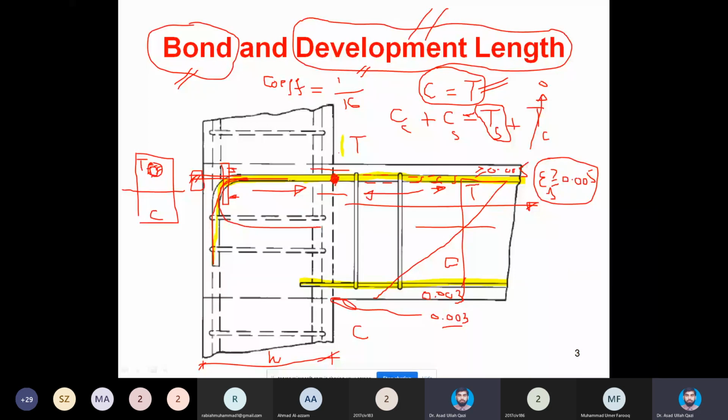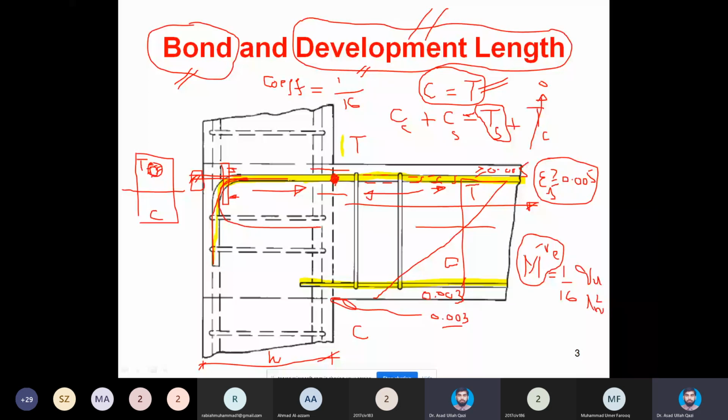So for this moment estimation at the face of the support, if all the limitations are fulfilled, the ACI moment coefficient can give me M negative at the face of the support equal to 1 over 16 into ultimate UDL into clear span squared. So this was our calculation of negative moment at the face of the support.